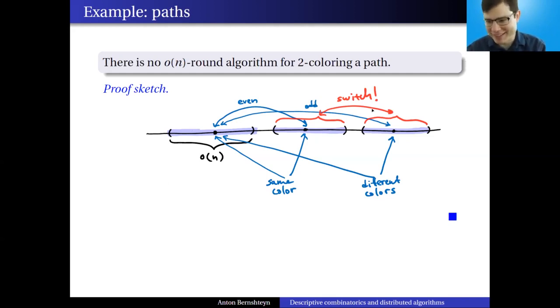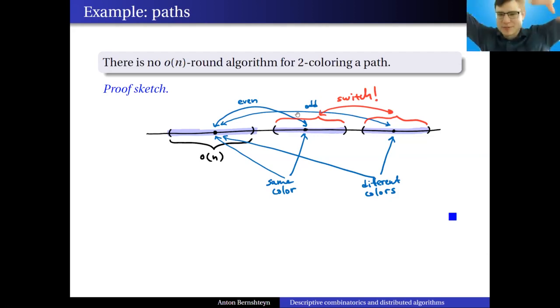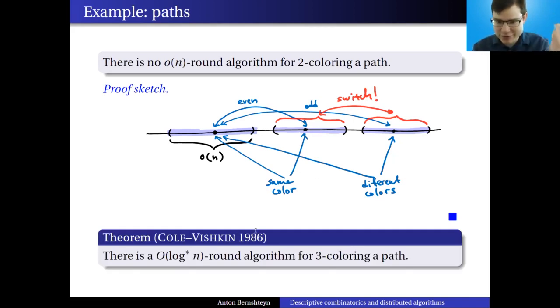Notice that this picture should ring some bells. Now we're returning back to what happens in descriptive combinatorics. Remember, we had a very similar picture when we were proving that the shift graph does not have a measurable two coloring. There was this path, and there were these two subintervals that were disjoint from each other that somehow determined the colors of the corresponding vertices, and that was the source of the problem. So a very similar thing is happening here. The similarity doesn't actually stop there. Remember, I said that the shift graph has a measurable, actually a Borel coloring with 3 colors. Well, the same is true in this setting for paths. A path of length n can be colored with 3 colors in a very small number of rounds.